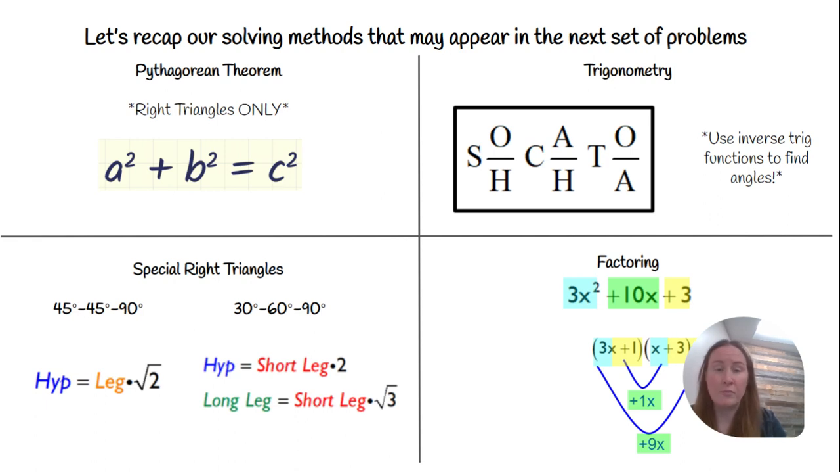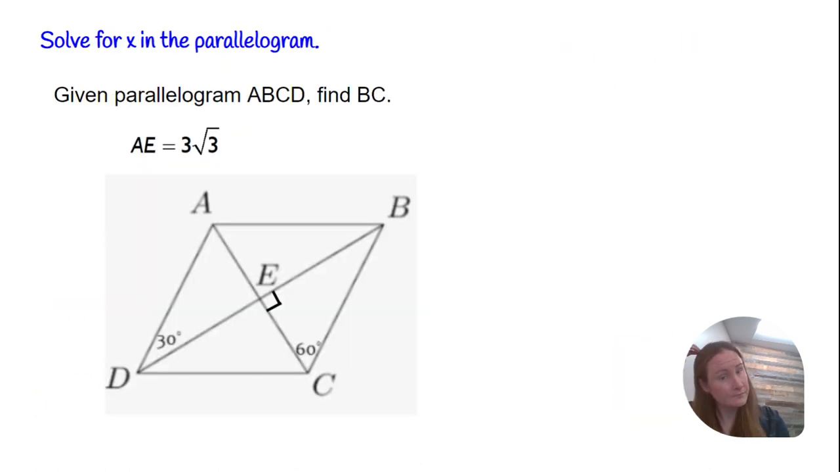Let's take a look at one problem together. So taking a quick look at this problem, right away what's jumping out at me is that I have this 30-degree angle over here, this 60-degree angle, and I know I'm working with a right triangle because of my box here. Now, let's start at the very beginning.